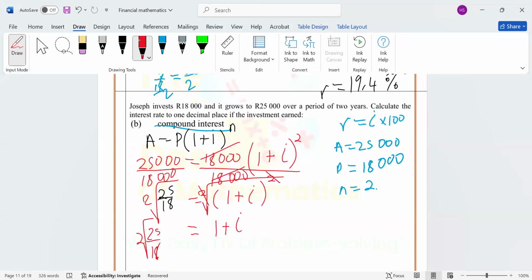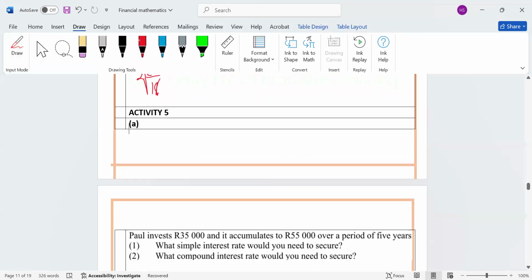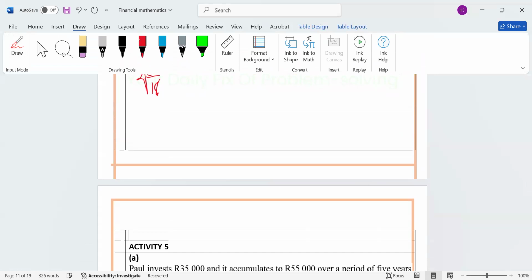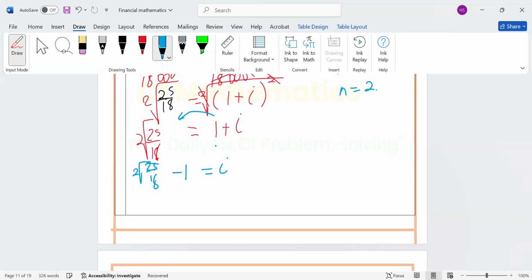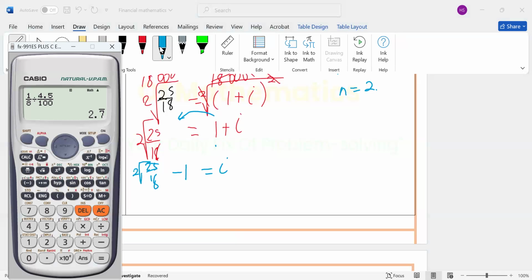Now, what did we do after this? We want to get I. We're going to transpose 1. Okay, let's transpose 1. If you transpose 1, it's positive. When it gets to the other side, it's going to become what? So you have root 2, 25 all over 18 minus 1, which is going to be what? I. We're still fine. Then you type this in your calculator. How do you type this in your calculator? Let's check. You are going to type it exactly the way it appears.